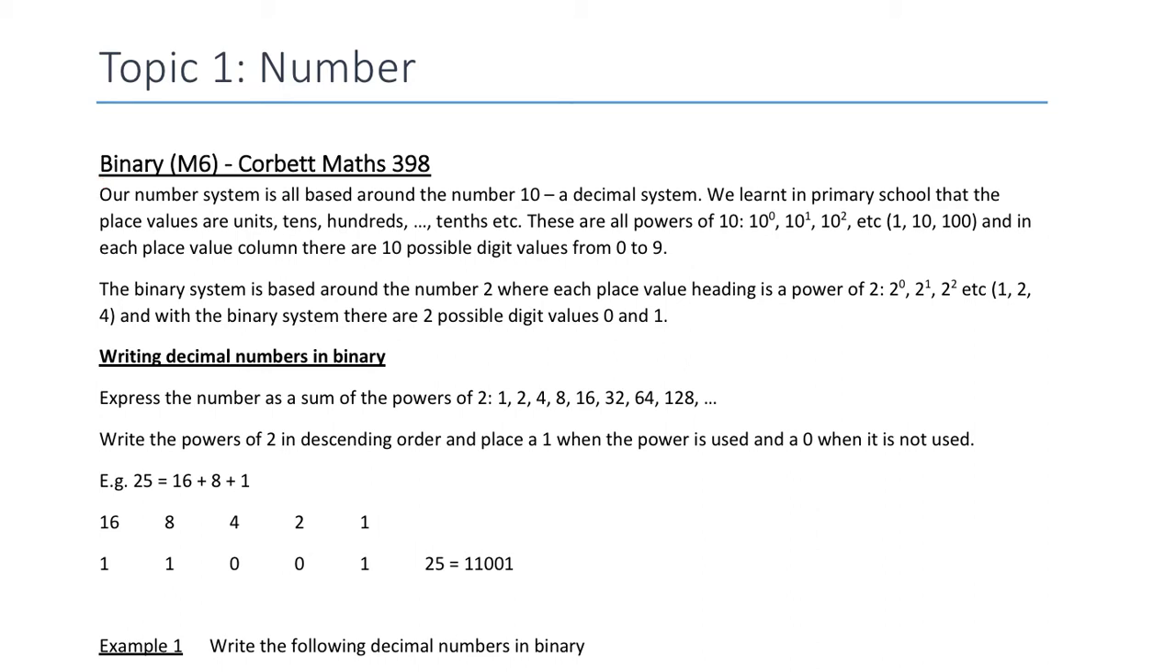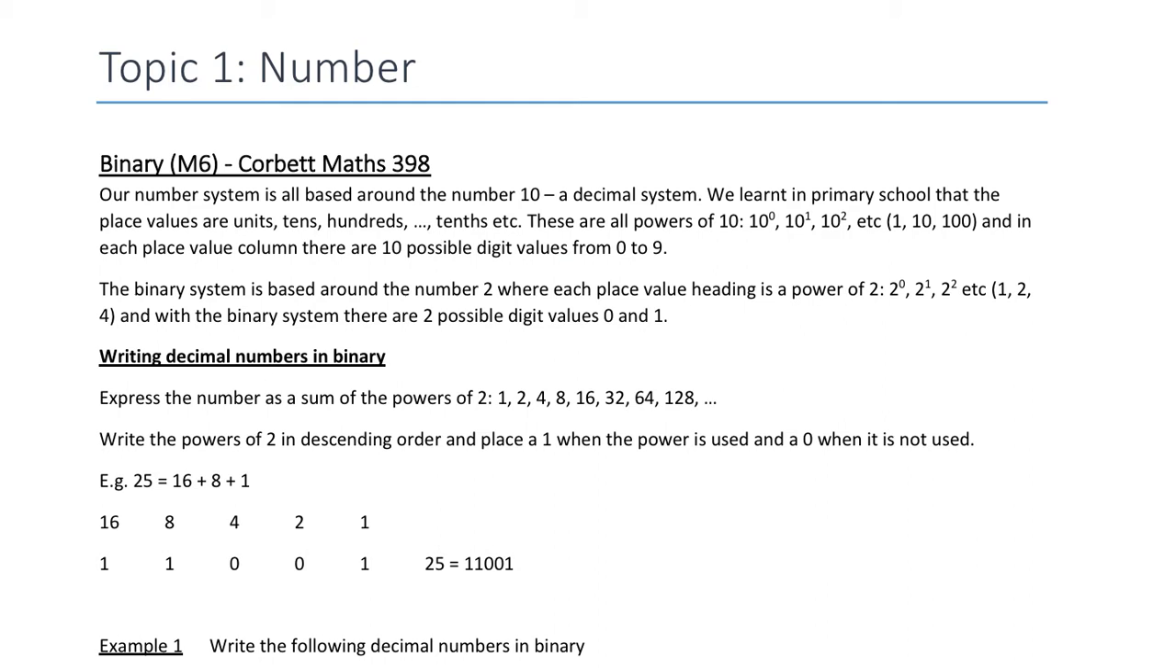So we learn in primary school about place value. We've got units, tens, hundreds, and so on, so all powers of ten. 10 to the power of 0, as we'll see later when we look at indices, just means 1, 10 to the power of 1 is 10, 10 to the power of 2 is 100, and so on. In each place value column, there are 10 possible digit values from 0 to 9.